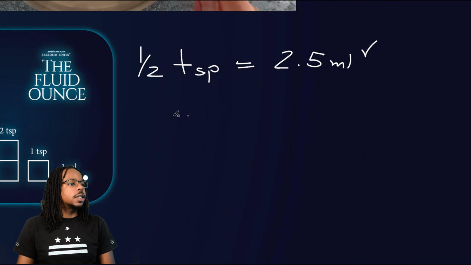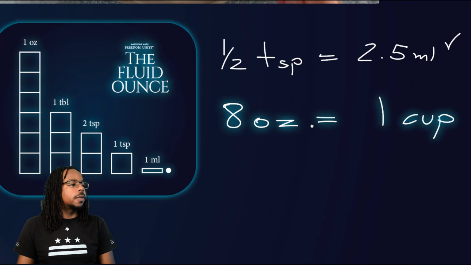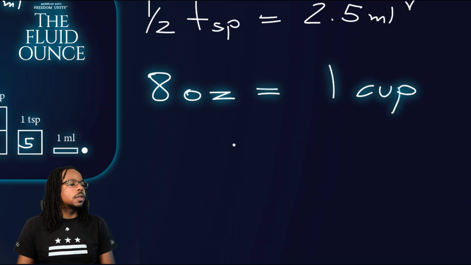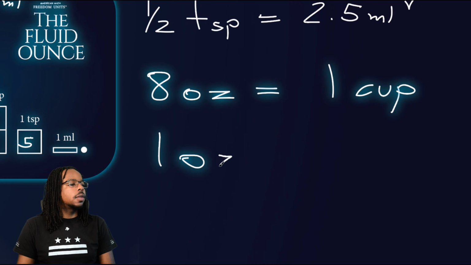So we know inside of the US customary system, there are 8 ounces in 1 cup. Okay, pretty simple. And again, earlier, if we look over here at our fluid ounce chart, we can see that there are 5 milliliters in a teaspoon. And then there are 6 teaspoons inside of an ounce. So that tells us that 1 ounce is equal to 30 milliliters. Okay, let's write that over here. 1 ounce is equal to 30 milliliters.